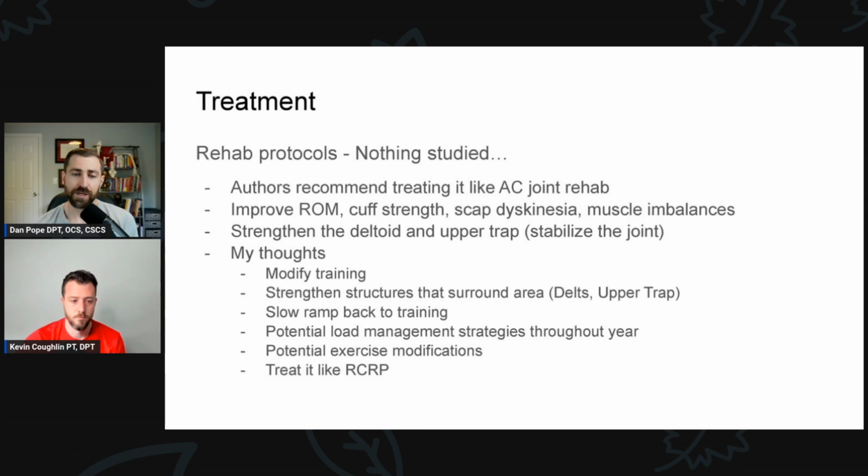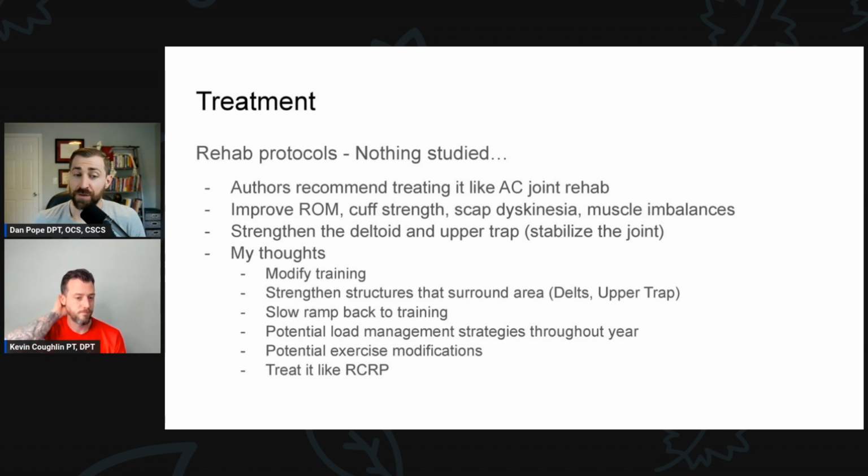So my thought is to make sure you treat these folks like weightlifters if they are weightlifters, right? Don't treat them like a soccer player or hockey player if they aren't one of those guys. If they are, certainly do that. So how do you treat AC joint injuries? Generally speaking, for AC sprains, you work on improving range of motion, strengthening the cuff, addressing any dyskinesia that might be present, and working on muscular imbalances, which I think are strategies based on older research. We know those are kind of nuanced a little bit.